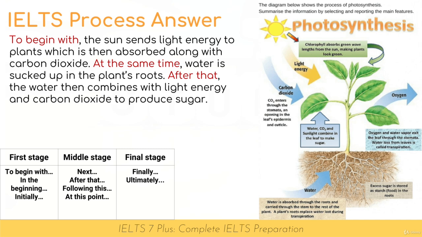I've added our time-connective phrases here in this table. Let me read through my first detailed paragraph. To begin with, the sun sends light energy to plants, which is then absorbed along with carbon dioxide. At the same time, water is sucked up in the plant's roots. After that, the water then combines with light energy and carbon dioxide to produce sugar.